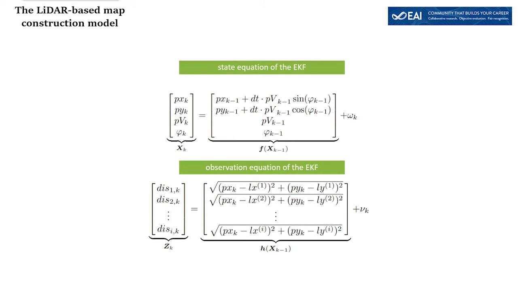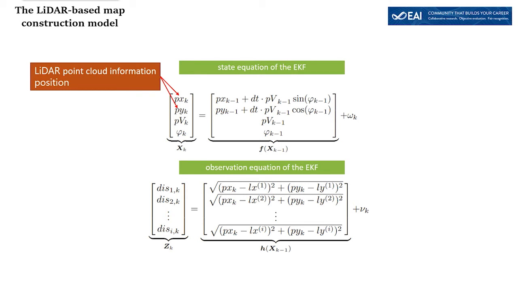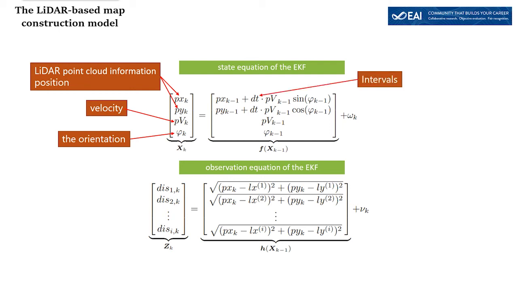These two equations are the state equation of the extended Kalman filter and the observation equation of the extended Kalman filter. In this part, Pxk and Pyk are the LiDAR point cloud information position. Pvk is the velocity. Phik is the orientation. dt is the interval. And omega k is the system noise.